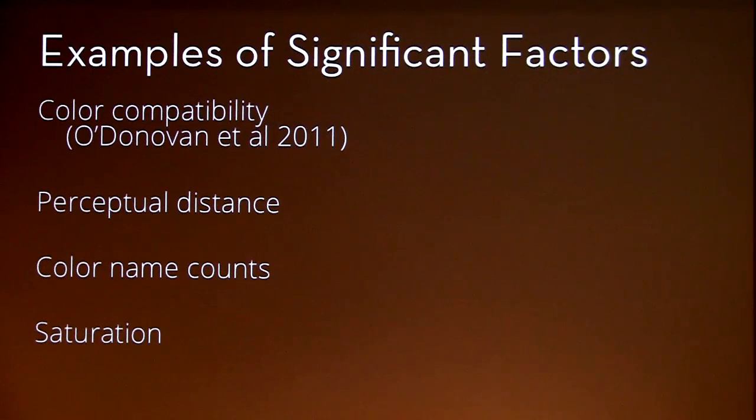And speaking of tuning the relative weights of each factor, Sharon's going to talk a little bit about some of the factors that we found to be significant in the experiments that we did. So on our training data, we found a few factors that stood out in our model and carried a lot of weight. So these are a few of them: color compatibility, perceptual distance between adjacent regions, color name counts, and the saturation. And to give an idea of how our model tends to score things, I'll just give a few examples of each.